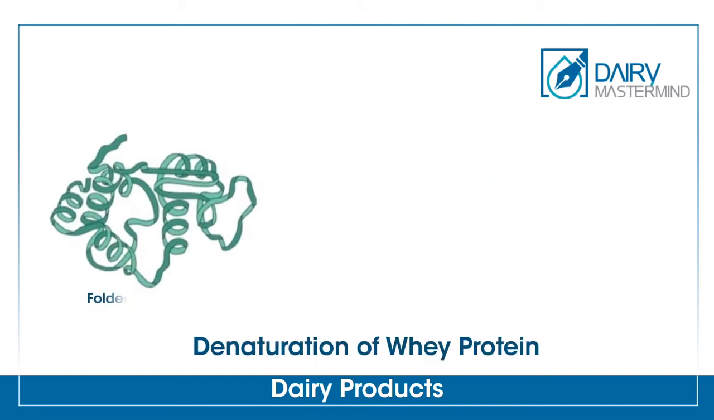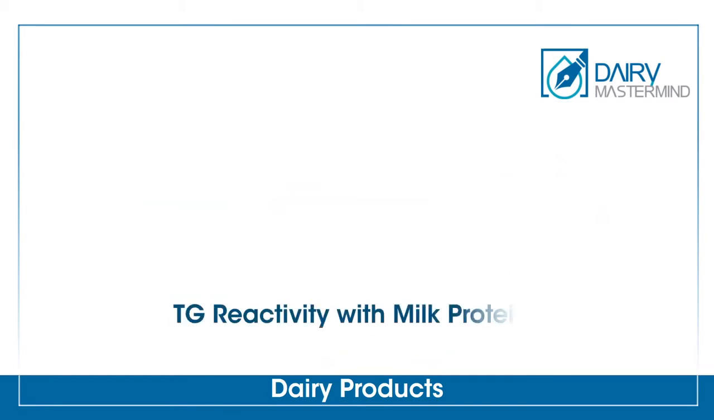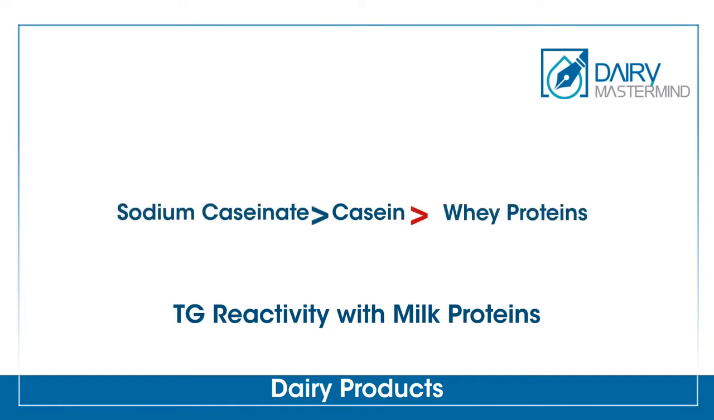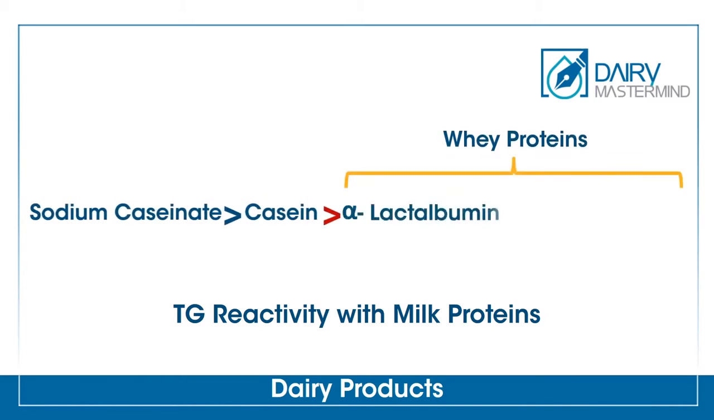Whey protein can become a good substrate when its structure is unfolded by heat treatment or when a reducing agent is used. There are also differences in the reaction with TG between different types of casein as well as whey proteins. In caseins, for example, sodium caseinate is more affected by the reaction with TG enzyme. Among whey proteins, alpha-lactalbumin is more affected than beta-lactoglobulin.